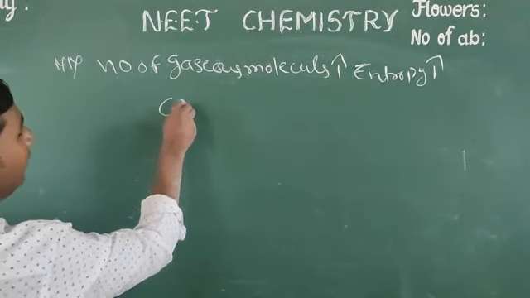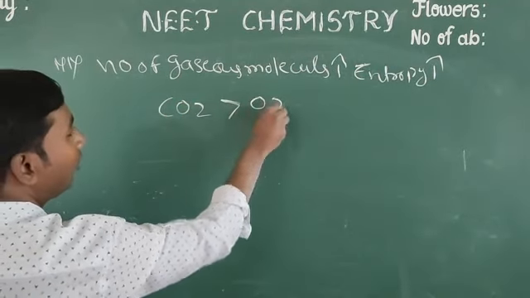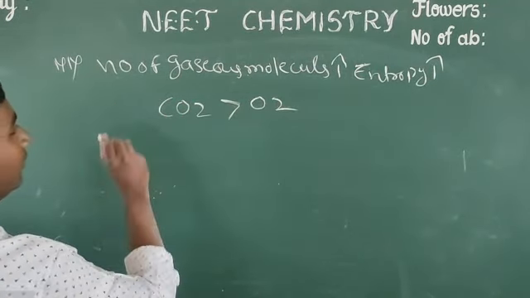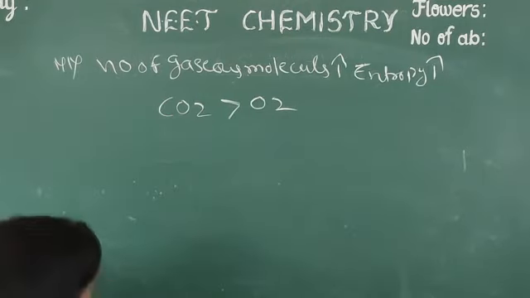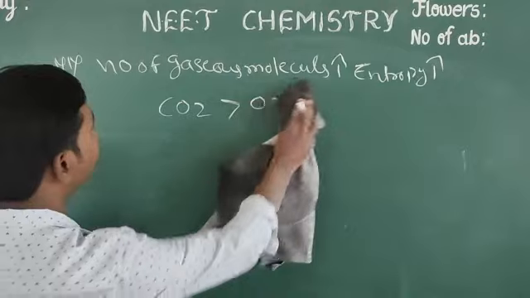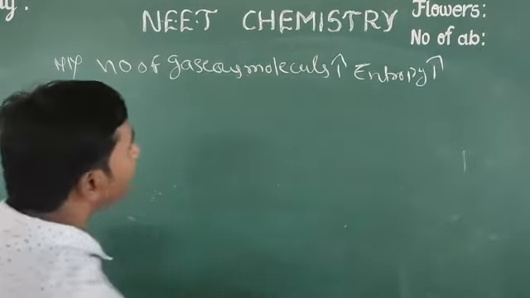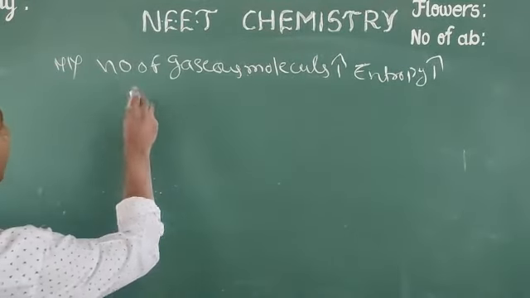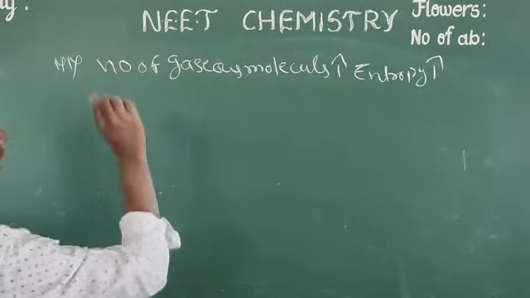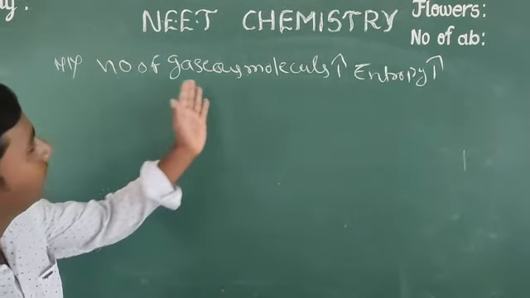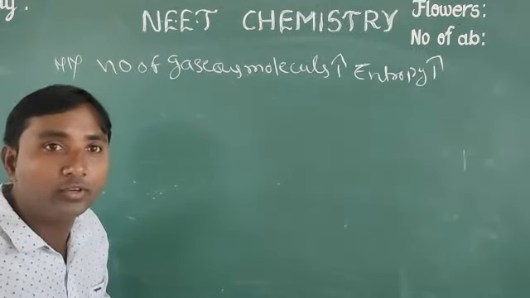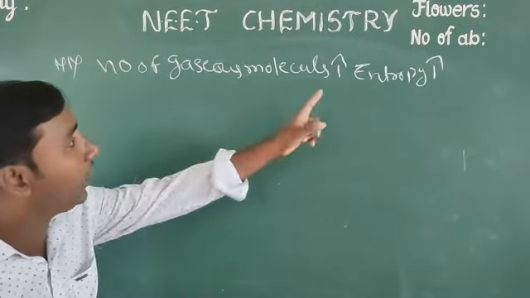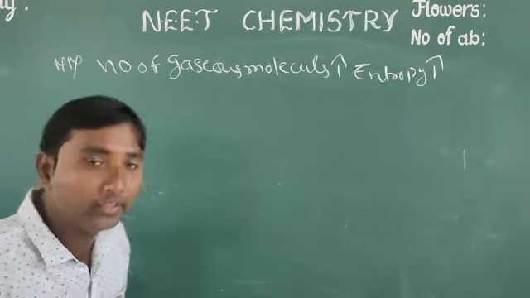For example, CO2 has more entropy than O2. CO2 is a gaseous molecule, whereas otherwise these are atoms. Some examples: we can take any gas form, SO2, SO4, whatever it is. So when the combination of gas molecules increases, entropy increases.